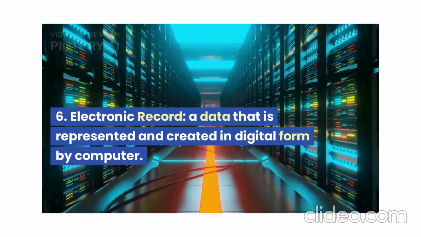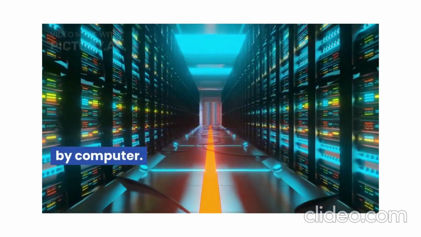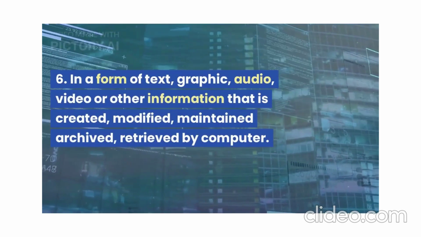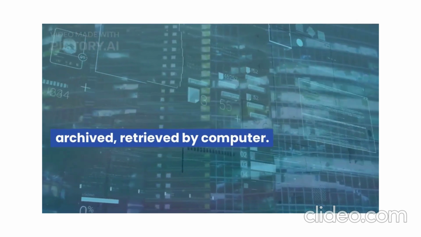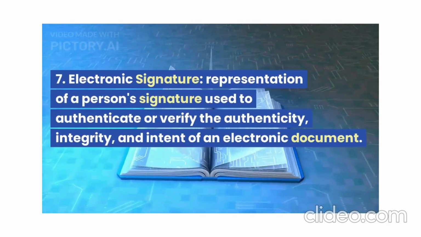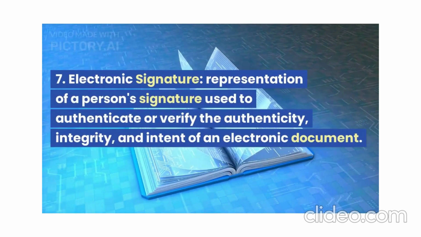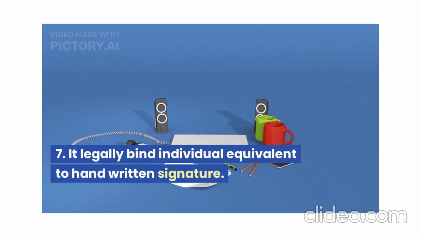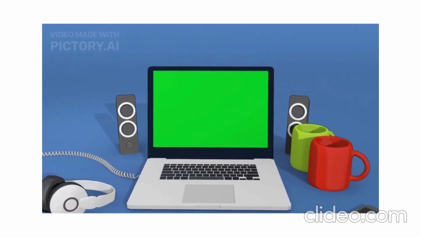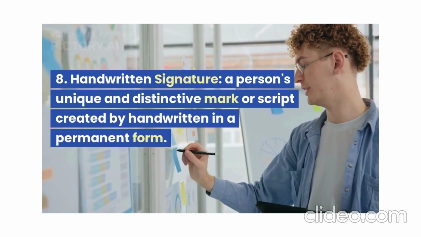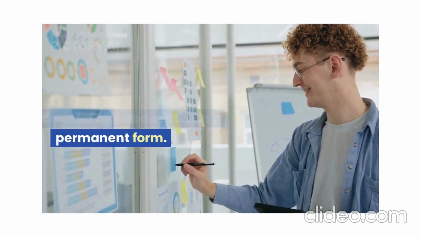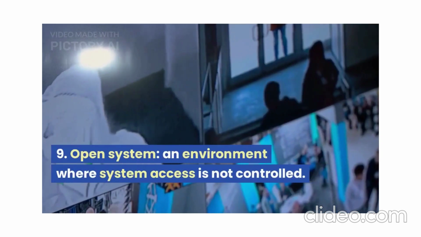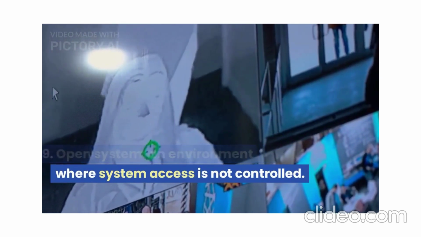6. Electronic record, data that is represented and created in digital form by a computer, in the form of text, graphic, audio, video or other information that is created, modified, maintained, archived or retrieved by computer. 7. Electronic signature, a representation of a person's signature used to authenticate or verify the authenticity, integrity, and intent of an electronic document. It legally binds the individual, equivalent to a handwritten signature. 8. Handwritten signature, a person's unique and distinctive mark or script created by hand in a permanent form, that authenticates the individual's intention and is legally binding. 9. Open system, an environment where system access is not controlled.